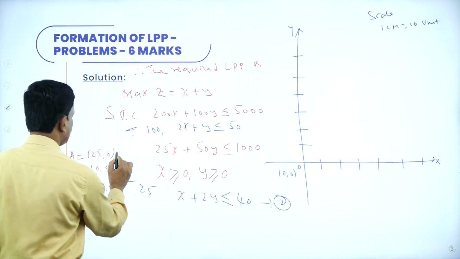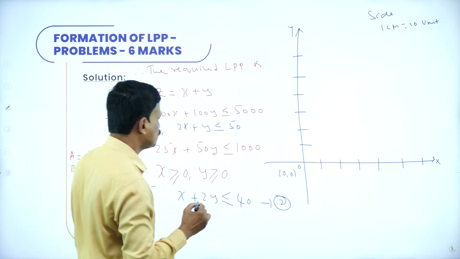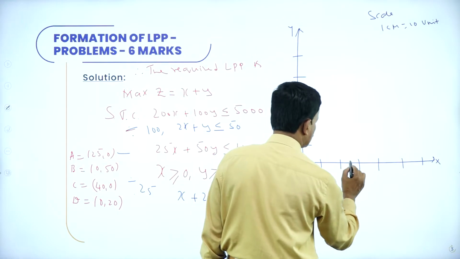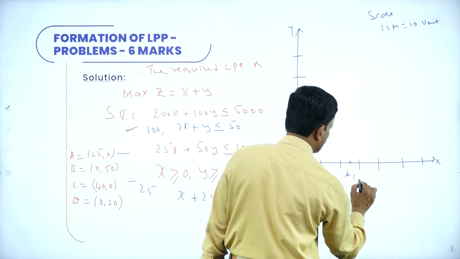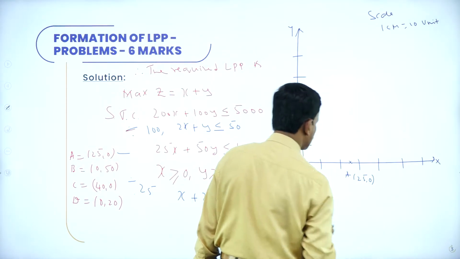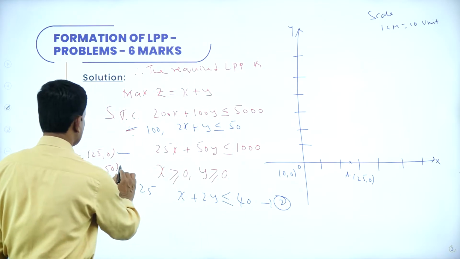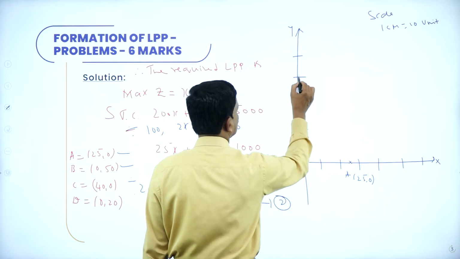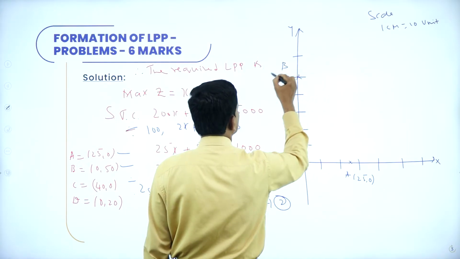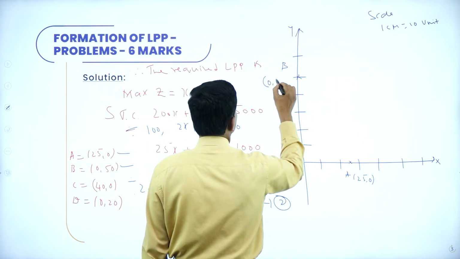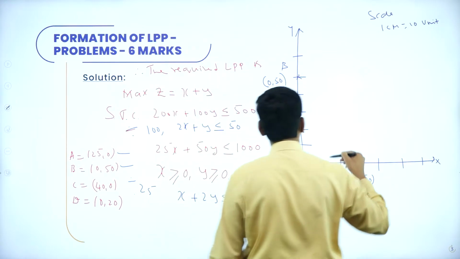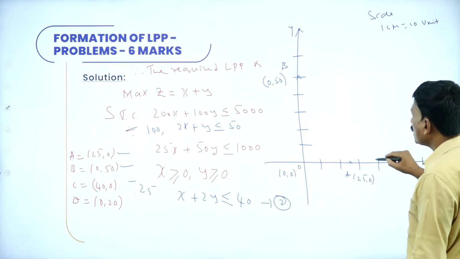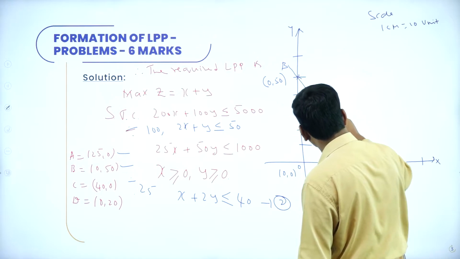Now A, what is A? 25 comma 0: x is 25, so this is A 25 comma 0. What is B? B is 0 comma 50: x is 0, y is 50, so 10, 20, 30, 40, 50. This is B 0 comma 50. Draw a straight line which passes through these two points A and B.